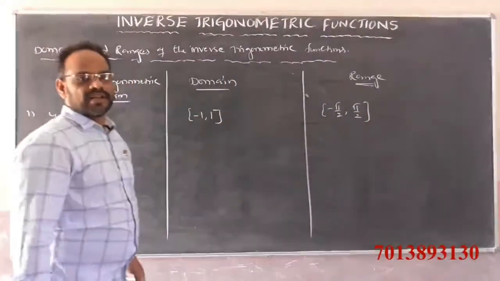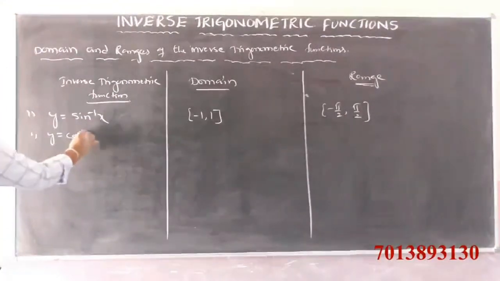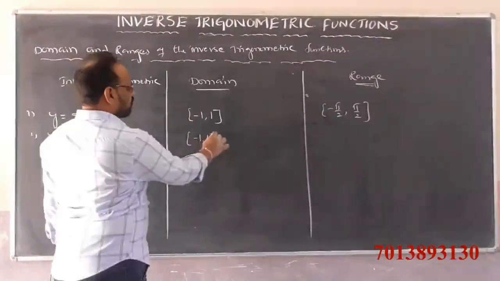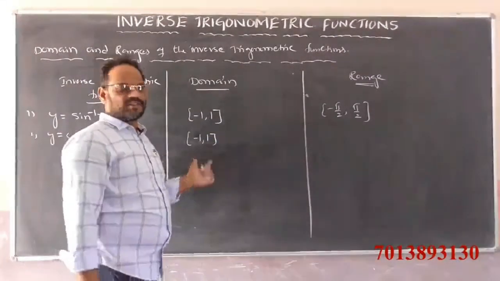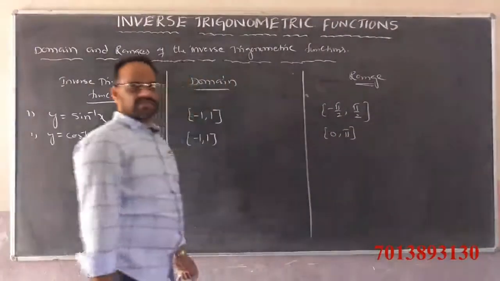If you take the second function, y equals cos inverse of x, the domain is clearly minus 1 to plus 1. The range is clearly 0 to pi. Already been discussed this.